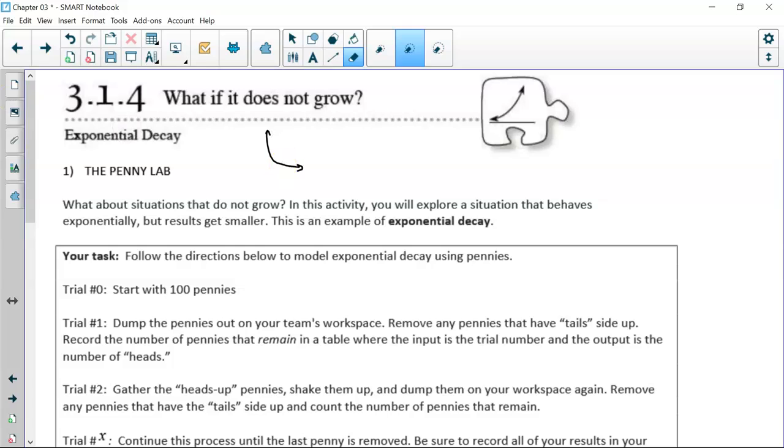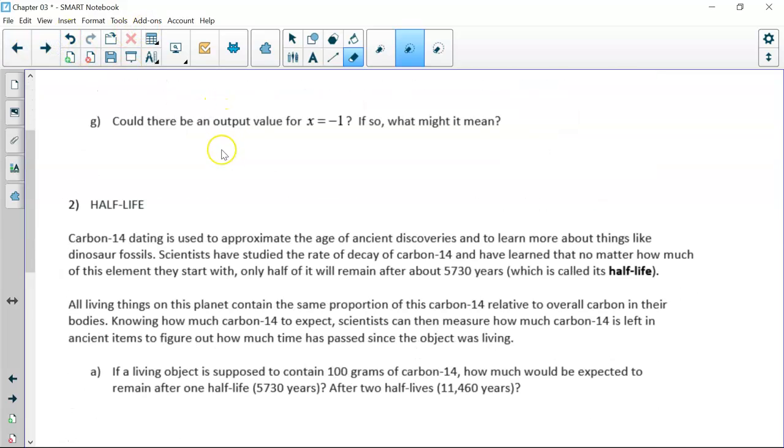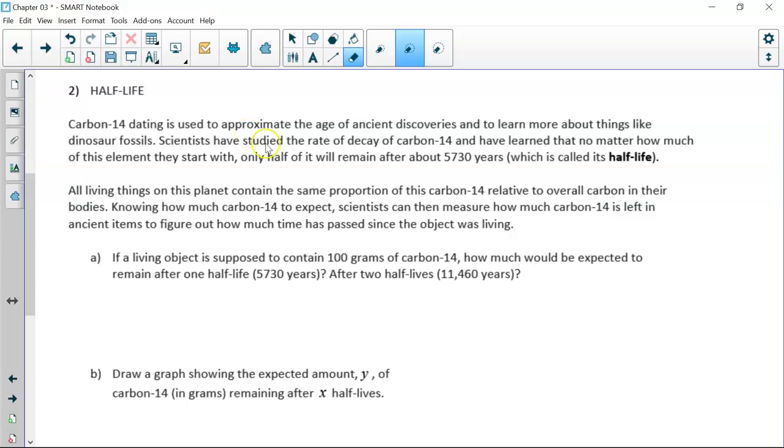We're going to skip the Penny Lab. That's what we would do if we were in class together, but unfortunately we're not. So let's go and talk about half-life. And half-life is something you'll hear about in science classes and even in history classes when you're talking about carbon dating. And that's what this first problem is about.